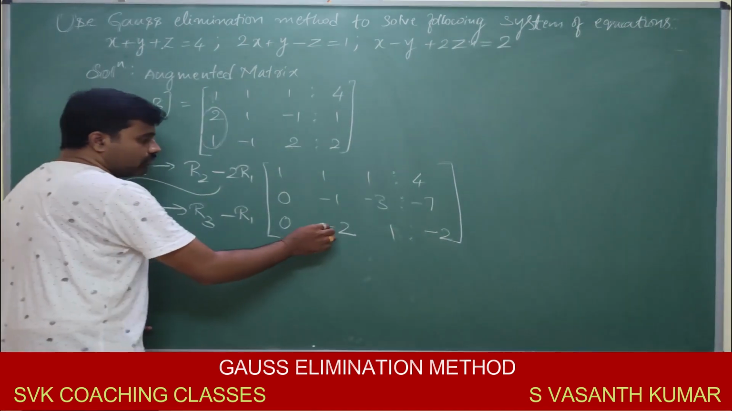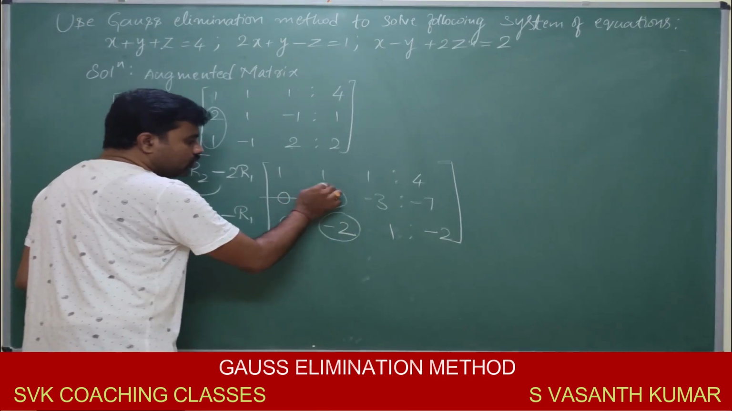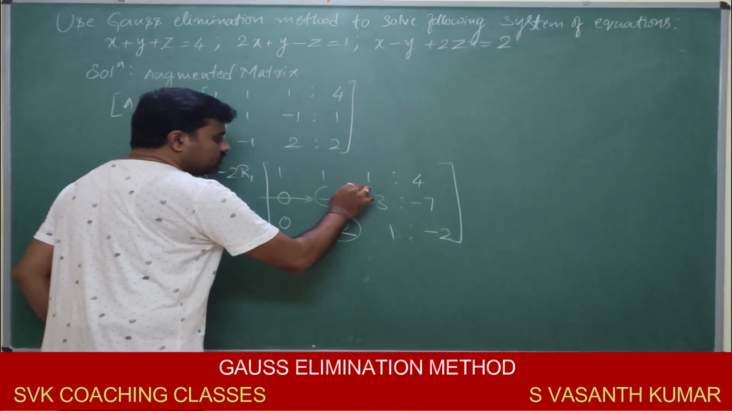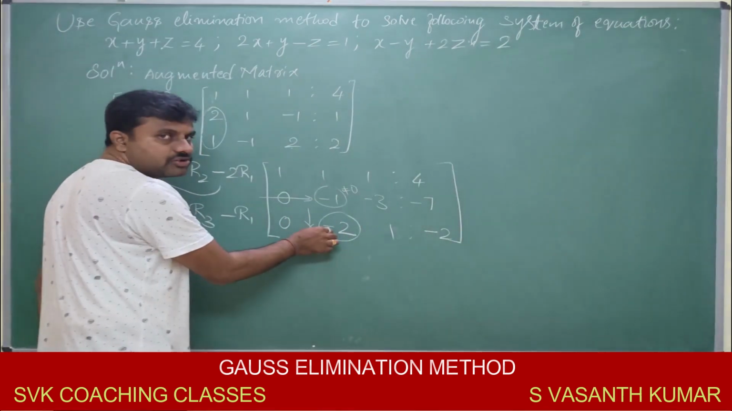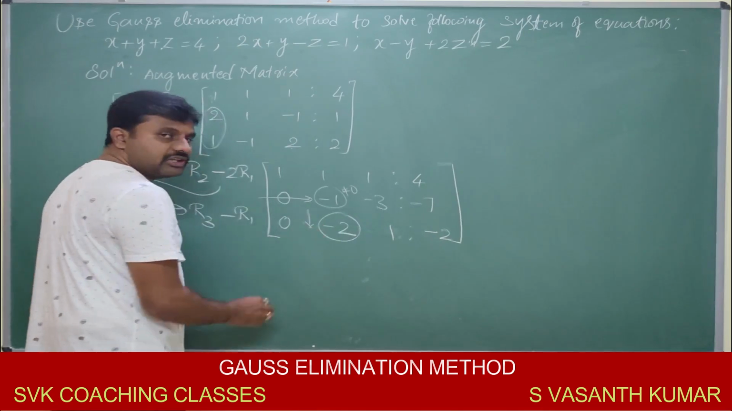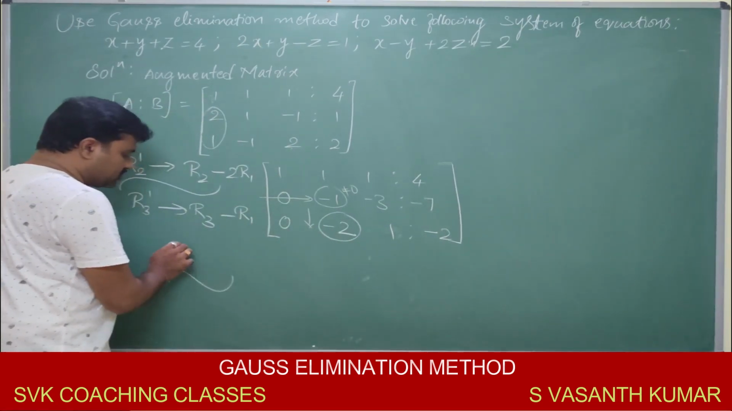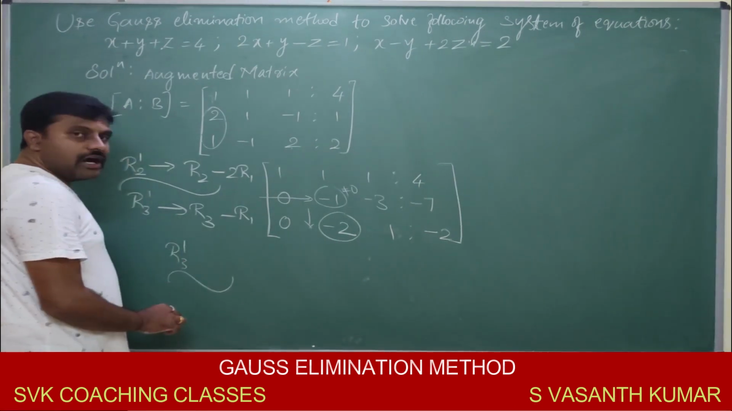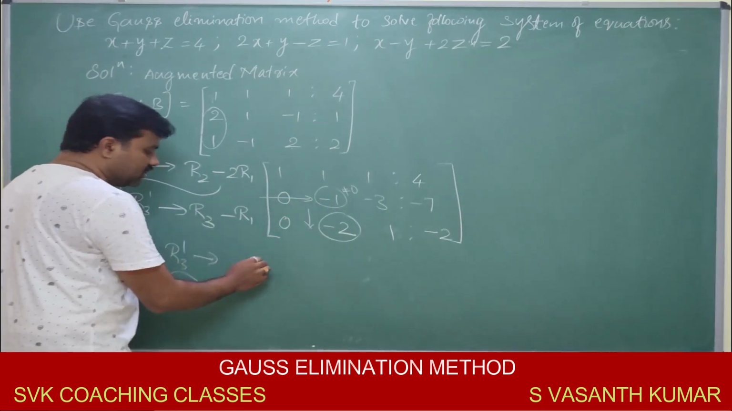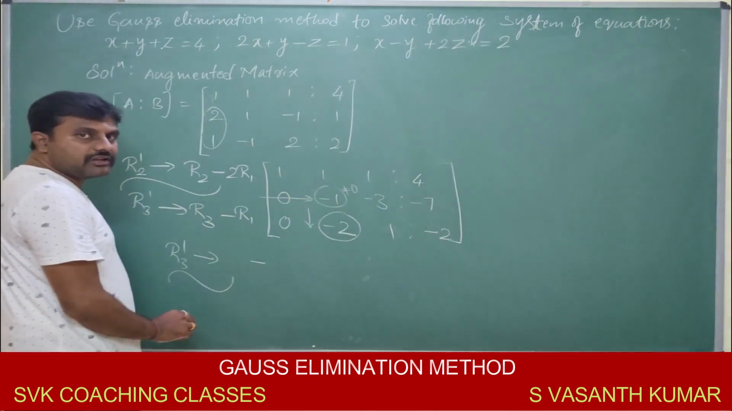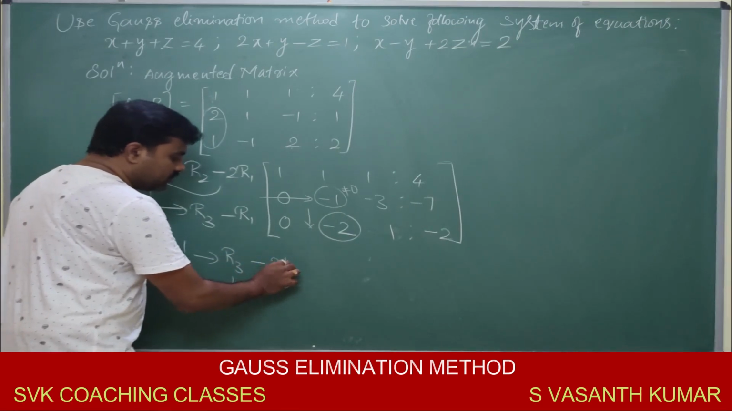Now I want to make this element 0. As the leading entry of the second row is non-zero, I should make the element below the leading entry 0 by using R2. So I am changing R3. Again R3 dash implies R3; as we have the same sign here, the values will be subtracted: R3 minus 2 times R2.